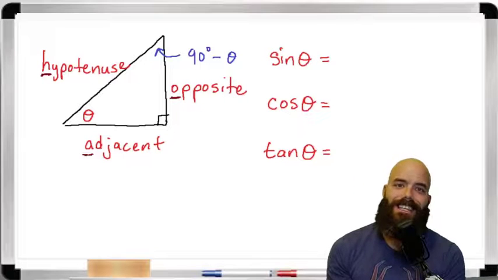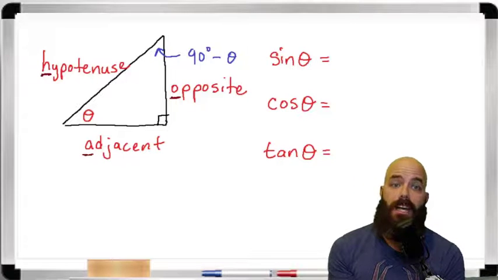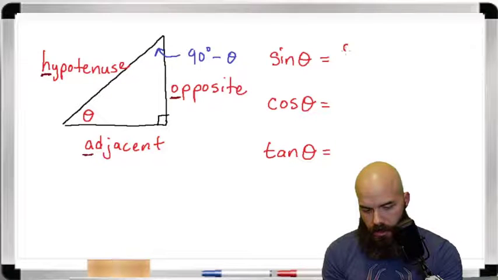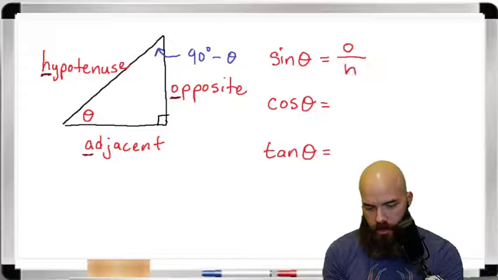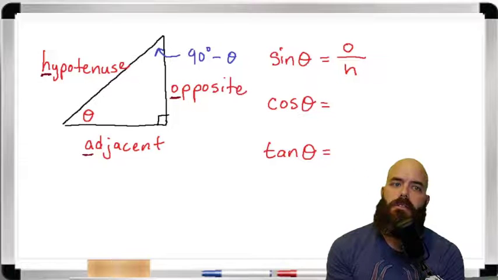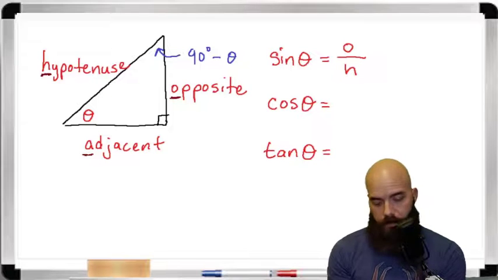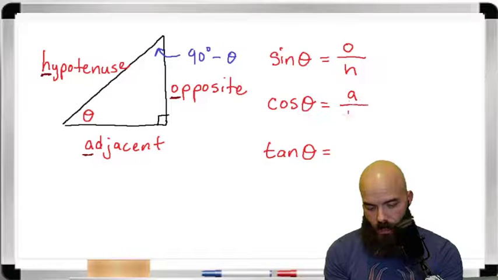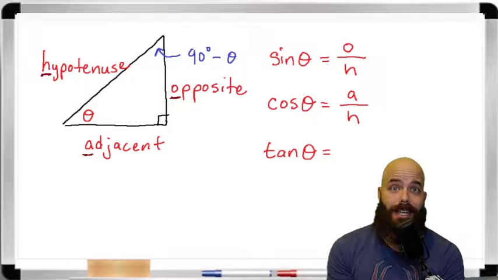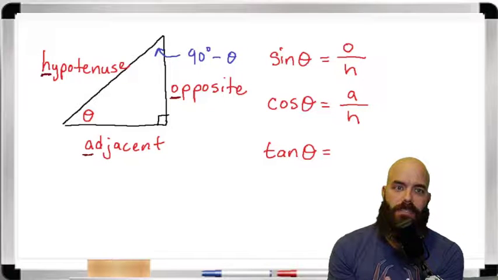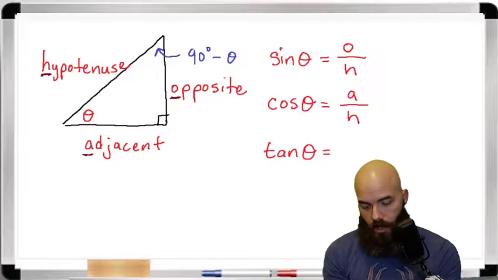Okay, sine theta is equal to the ratio of the opposite side over the hypotenuse. So I'm going to put O over H. Cosine theta is equal to the ratio of the adjacent side over the hypotenuse. So I'm going to put A over H. And then lastly, tangent of theta, because my angle of interest is theta, is equal to the opposite side over the adjacent side. So O over A.